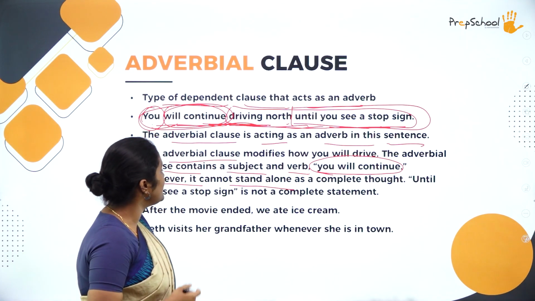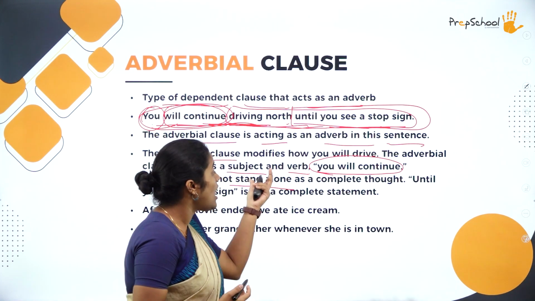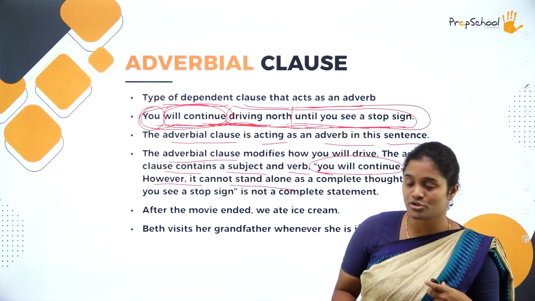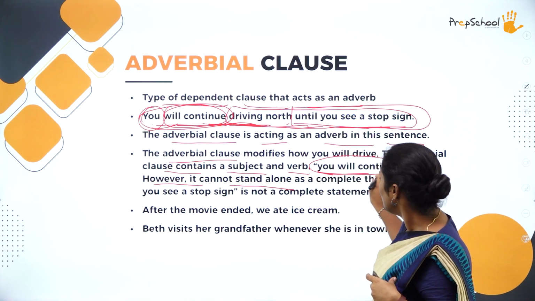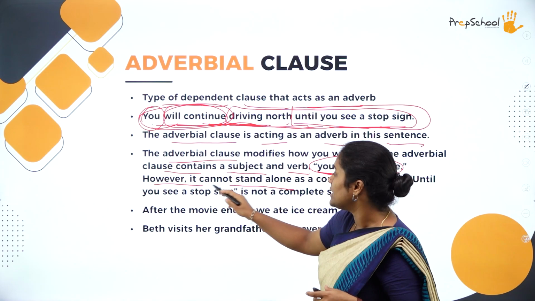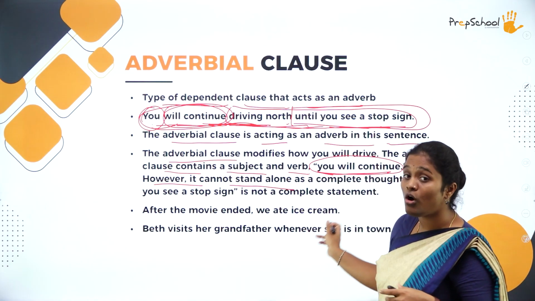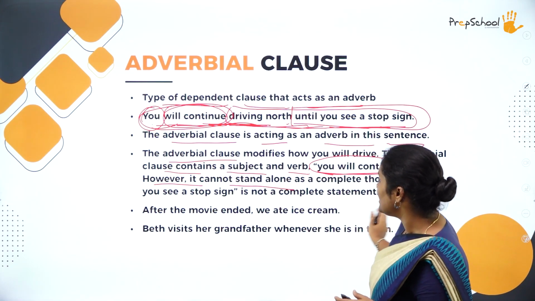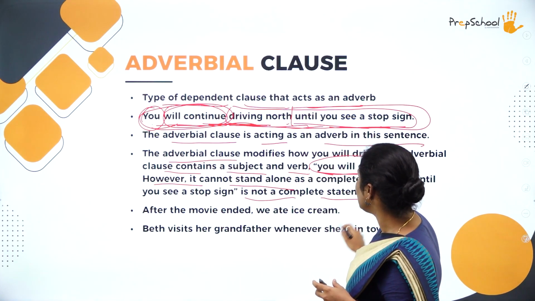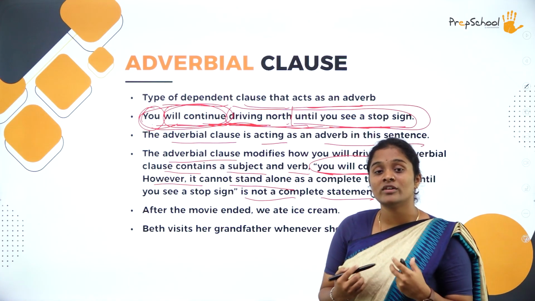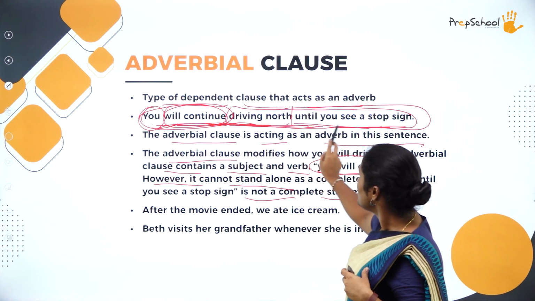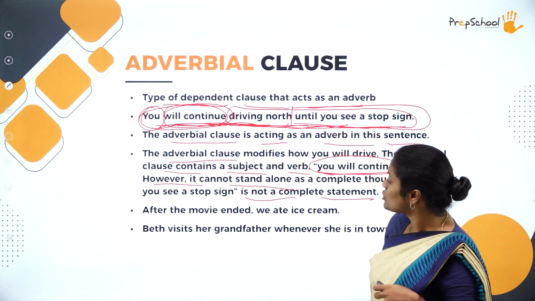So to go through this again, the adverbial clause modifies how you will drive. By doing what? The adverb, of course, consists of a subject and a verb. You as a subject, continue is the action. However, it cannot stand alone as a complete, meaningful thought. Until you see a stop sign is not a complete statement. Both of them over here are not complete statements as of now. You will continue driving north until you see a stop sign.